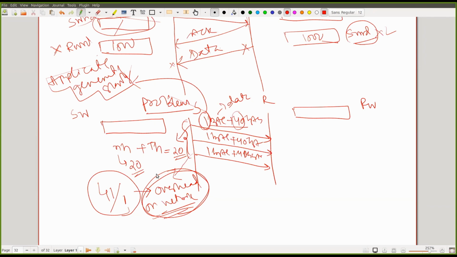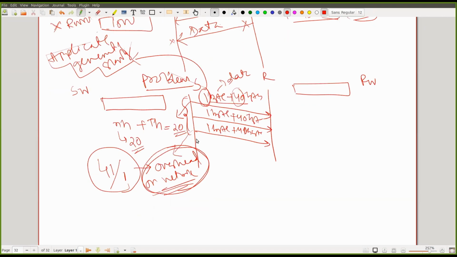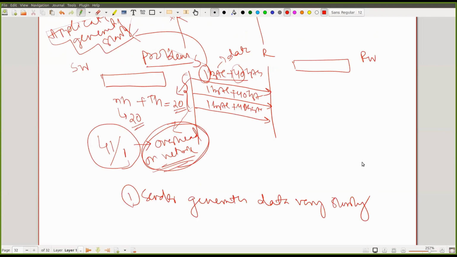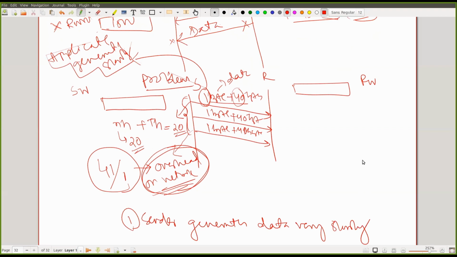And this happens due to whom? The first problem that I talked about is happening because the sender generates data very slowly. Why is this problem arising? Because the sender is generating the data very slowly. That is the reason. Let's look into another scenario.